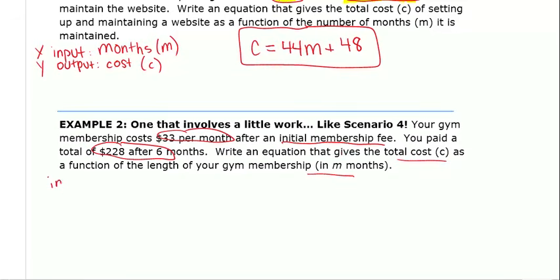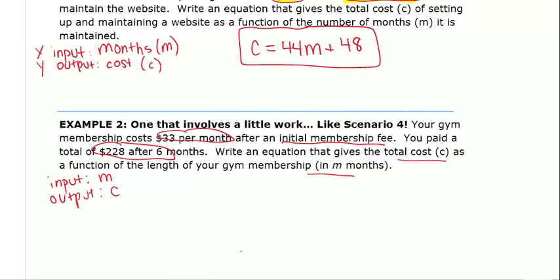Before we start again, I'm going to identify what's my input and what's my output. Well, are you going to plug in the cost to figure out the number of months, or are you going to plug in the number of months to figure out the cost? I think that makes more sense. So our input is M for months, and our output is C for cost.